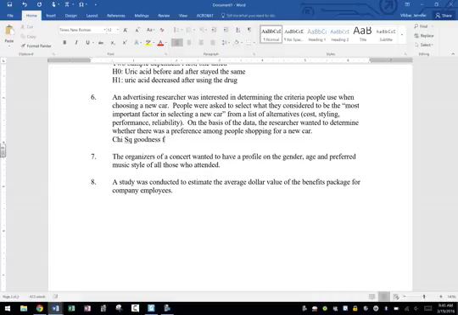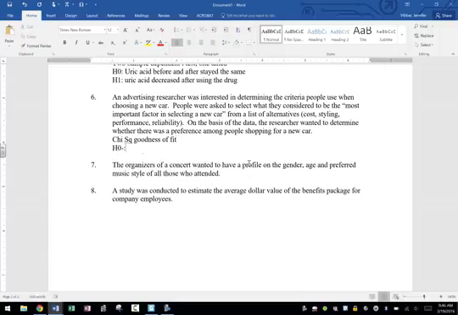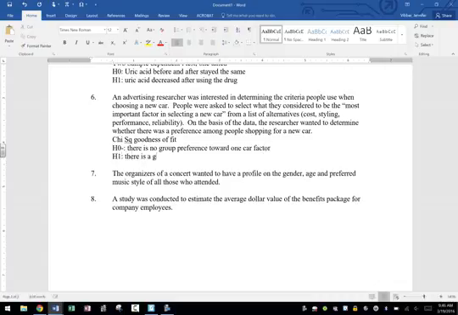goodness of fit. Okay, and our H sub 0 is there is no group preference toward one car factor. And H1 would be there is a group preference toward a certain factor. The generic version of chi-square goodness of fit, H sub 0 would be that the data is evenly distributed, and H sub 1 would be that the data is not evenly distributed, but I made it a little bit more tailored to the context.